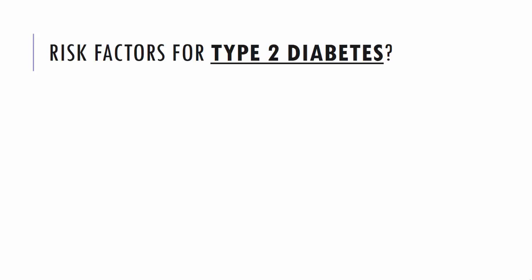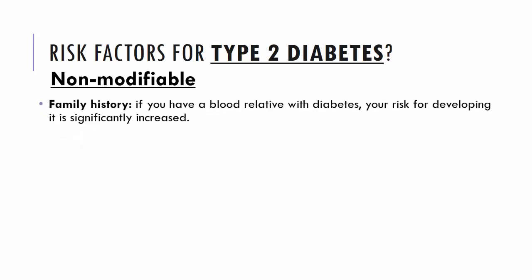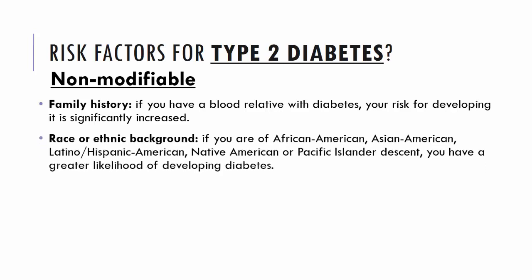Here are the risk factors that can increase someone's chance of developing type 2 diabetes. The first ones are also non-modifiable, meaning that we can't change these. If we have a family history, that does increase our risk for developing type 2 diabetes. Certain ethnic backgrounds, being of African American, Asian American, Latino or Hispanic American, Native American, or Pacific Islander descent, can increase the likelihood of developing type 2 diabetes.